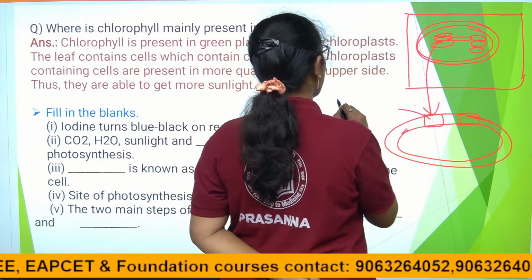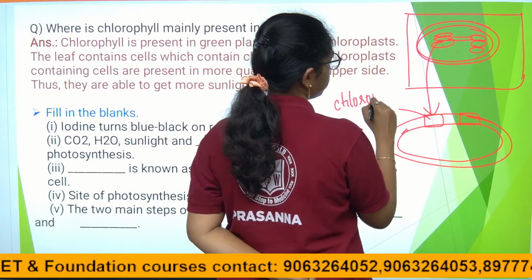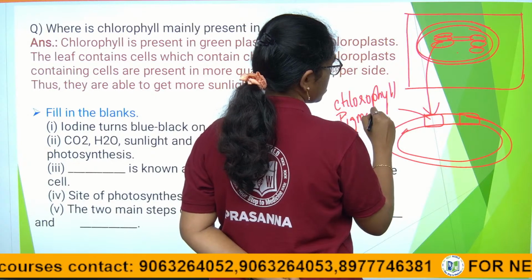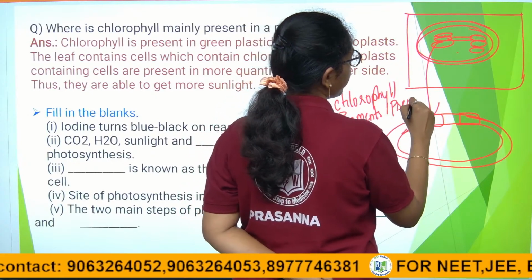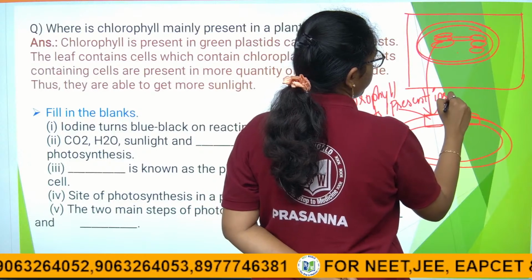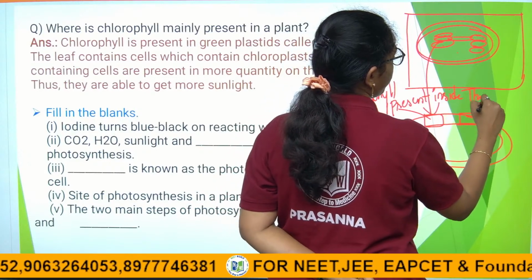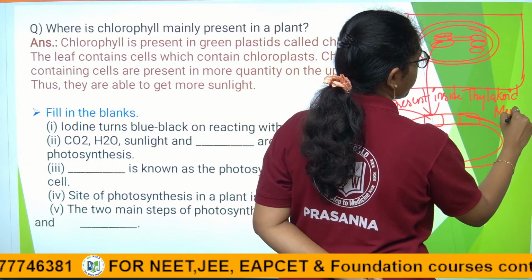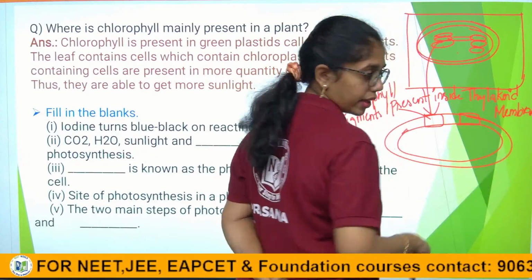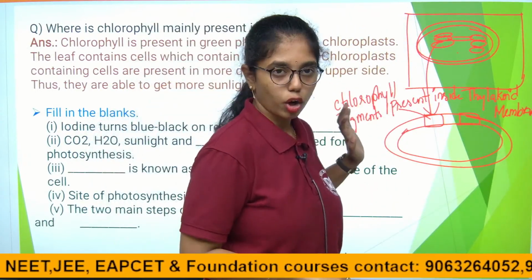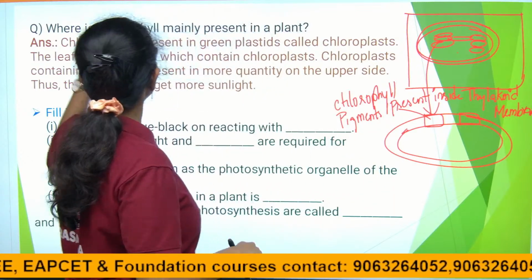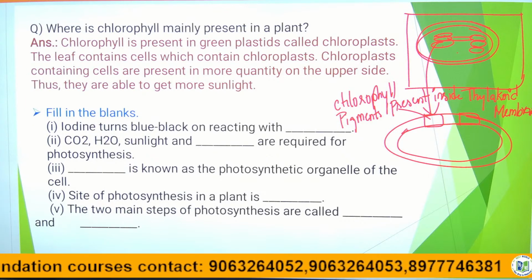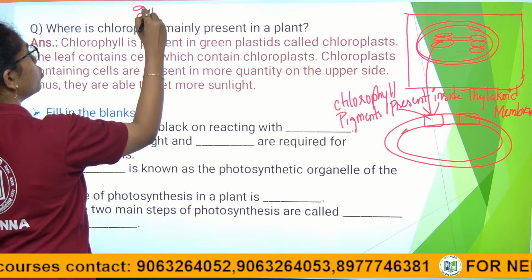You just remember that chlorophyll pigments are present inside the thylakoid membrane. Clear? Chlorophyll pigments are present inside the thylakoid membrane or thylakoid lamellae. So, here the question is about where chlorophyll is mainly present in the plants. This you will get mostly as a 2 marks question.